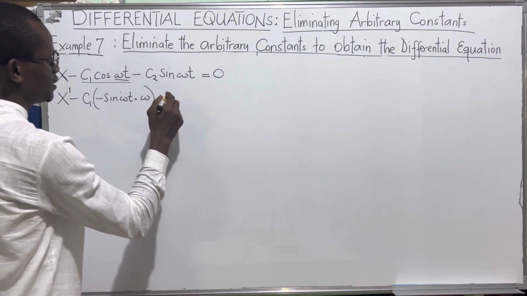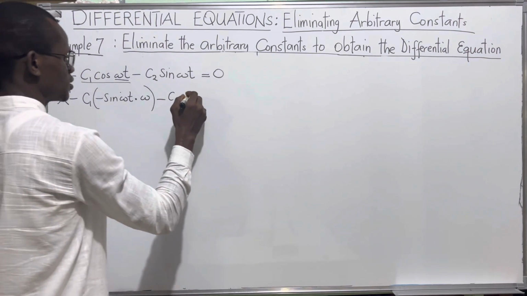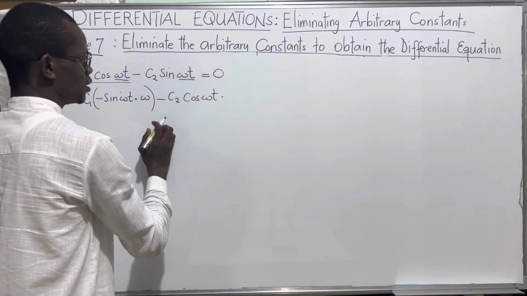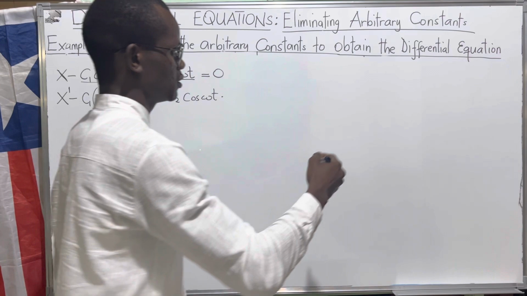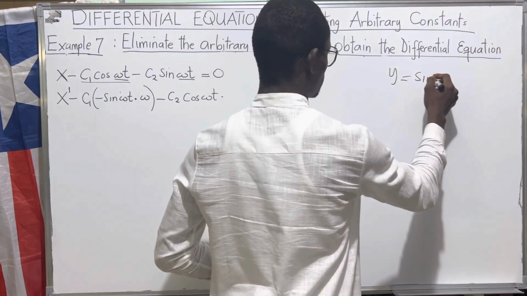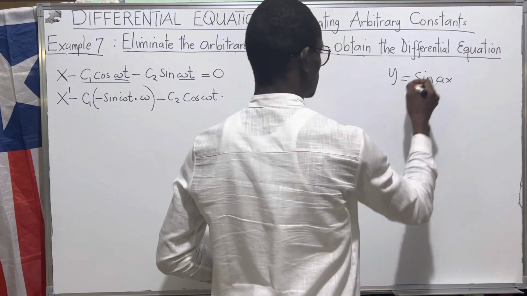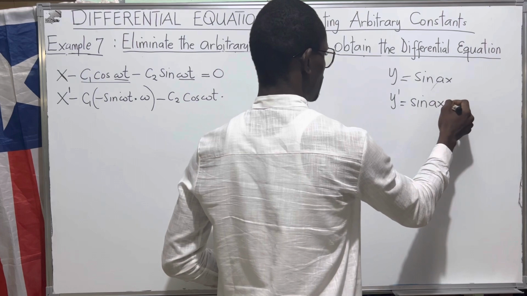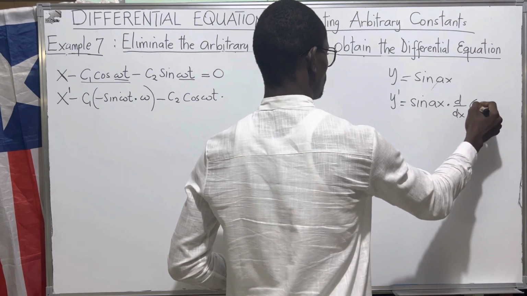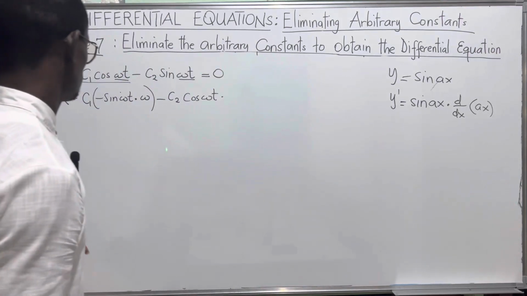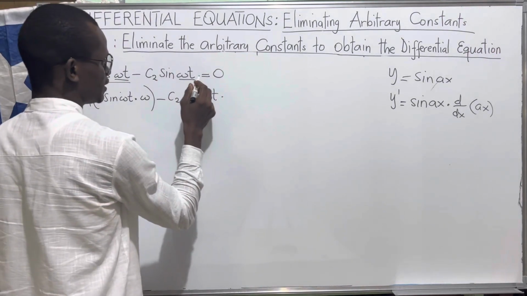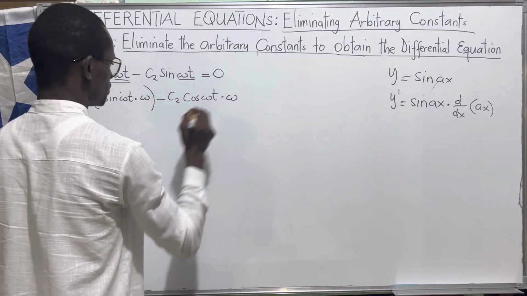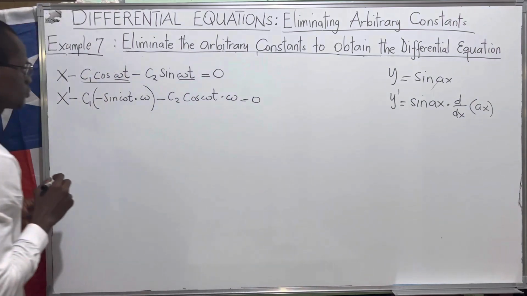Then we have minus c2, the derivative of sine is cos of omega t times the derivative of omega t. When you differentiate a trigonometric function, if you have y equals sine of ax, y prime will be cos of ax times the derivative of ax. So this is exactly what we're doing: sine of omega t becomes cos of omega t times the derivative of omega t, which is just omega, or equals 0.